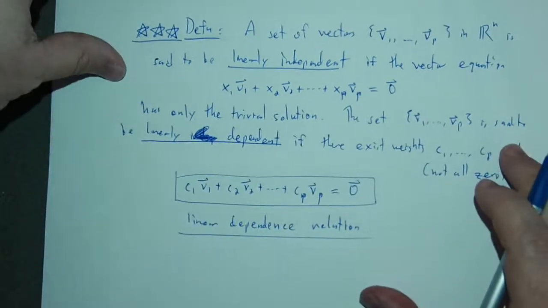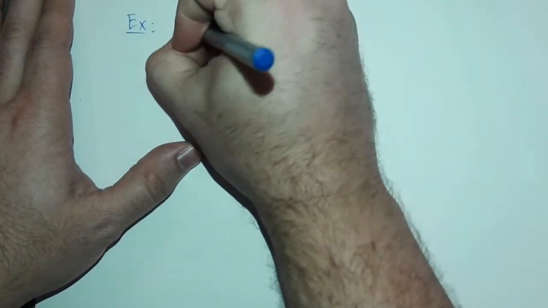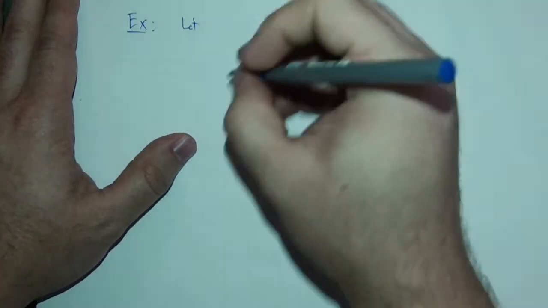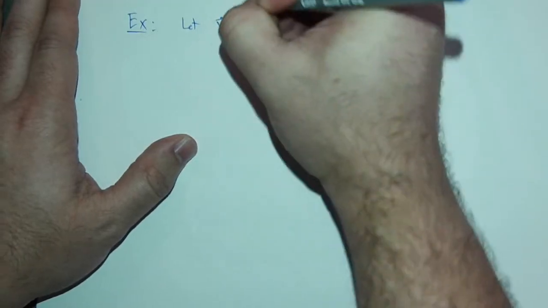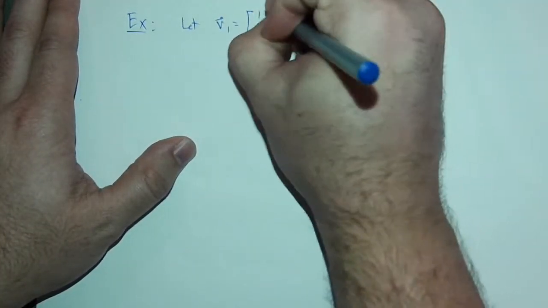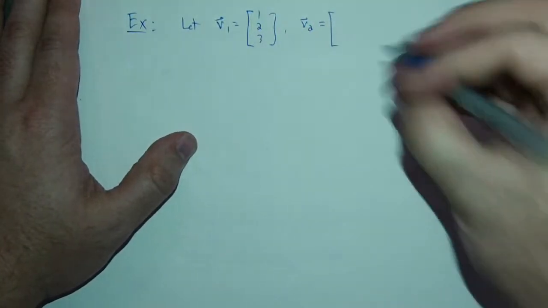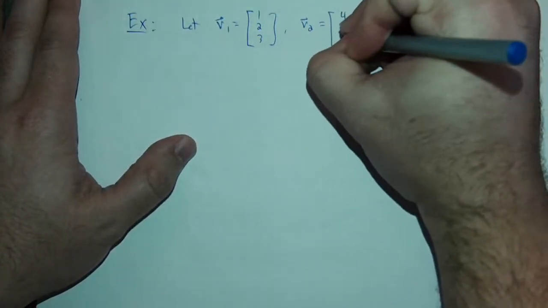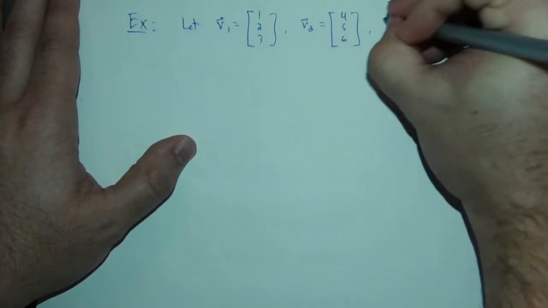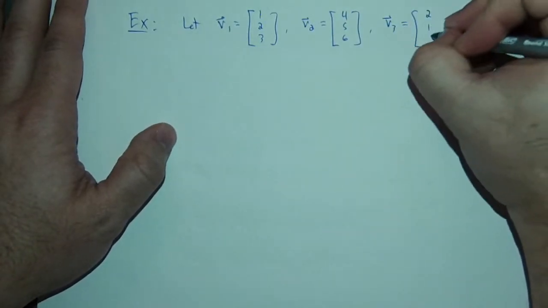So, how do I want to first explain what it is that's going on here? Let's say let v sub 1 be the vector 1, 2, 3. v sub 2 be the vector 4, 5, 6. And v sub 3 be the vector 2, 1, 0.